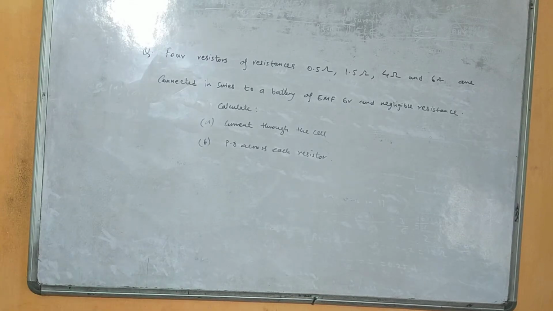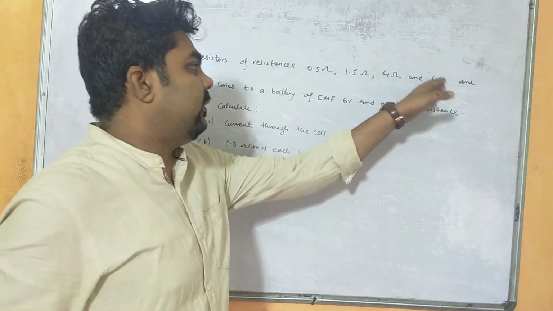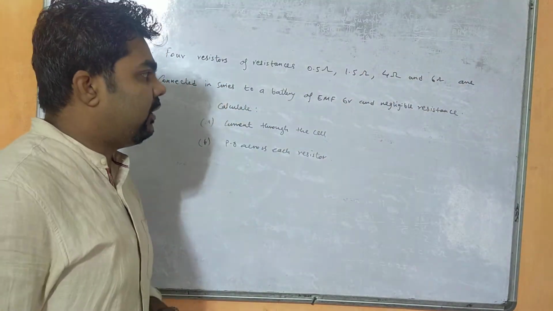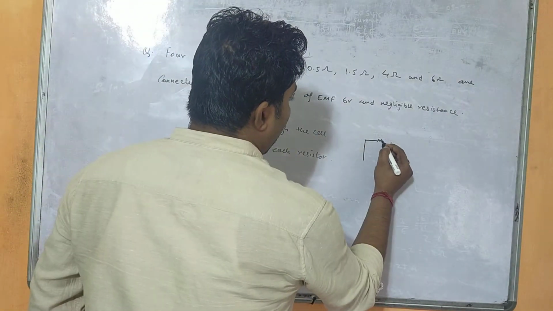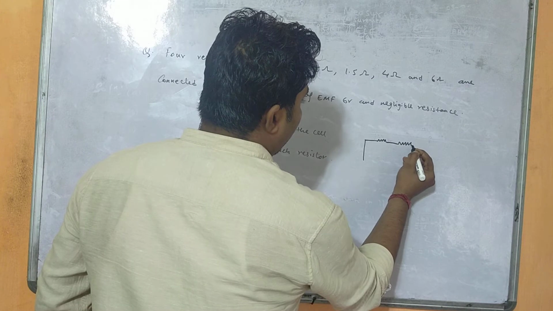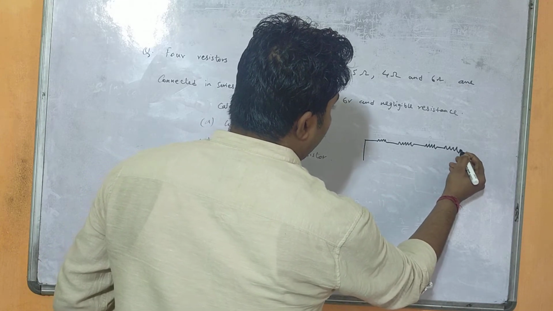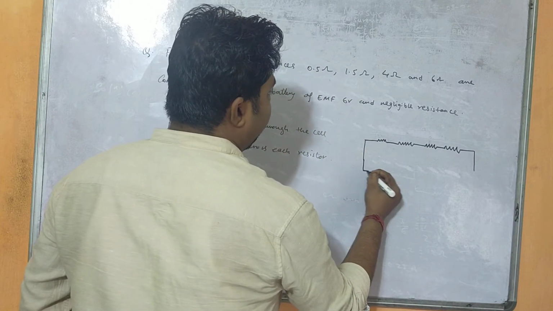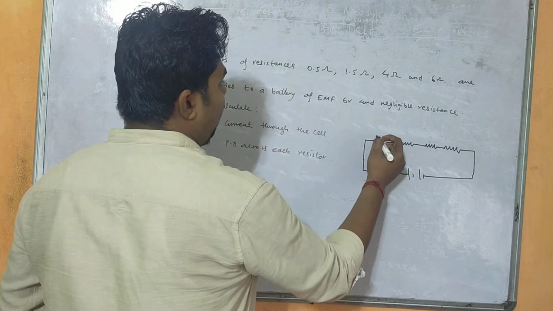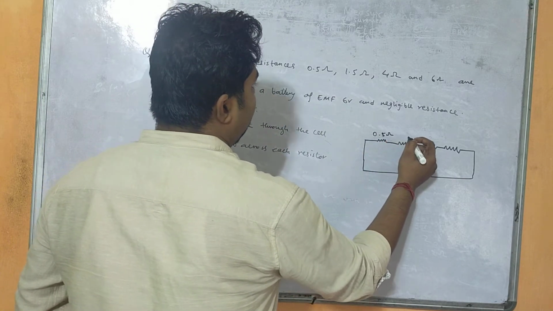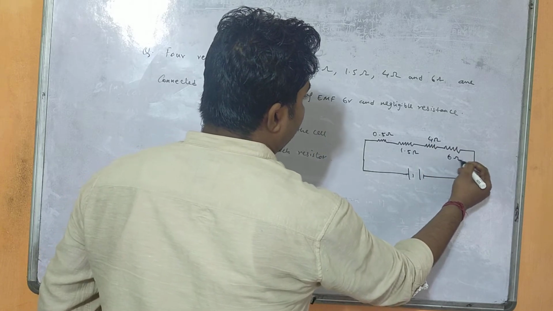So next question we have here, 4 resistors of resistance 0.5 ohm, 1.5 ohm, 4 ohm and 6 ohm are connected in series to a battery of EMF 6 volt. So here 1, 2, 3, 4, right? 4 resistors are connected with one battery here. So according to this question, 0.5 ohm, 1.5 ohm, 4 ohm and 6 ohm.